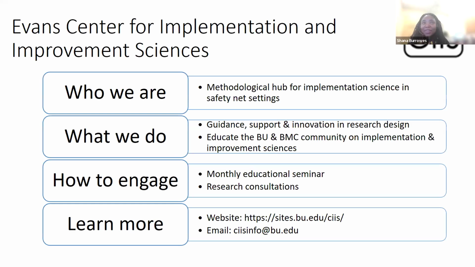There we go. So we are the Evans Center for Implementation and Improvement Sciences. We are a methodological hub for IS in safety net settings. We can provide guidance and support on your research design. We can help you with your qualitative methods, your quantitative methods, and you can engage with us through these educational seminars and through research consultations, and you can reach us via email or via our website.